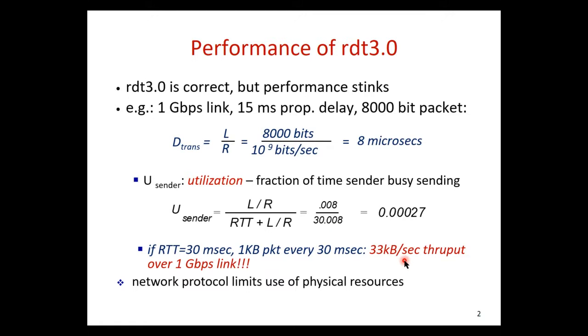So the throughput is 33 kilobytes per second. That is the actual throughput on average, but the link is 1 gigabit per second. So we are very far from utilizing the whole resources. Here we have a good example of a protocol, RDT 3.0, which limits the use of the physical resources, because in theory we could transmit up to 1 gigabit per second.